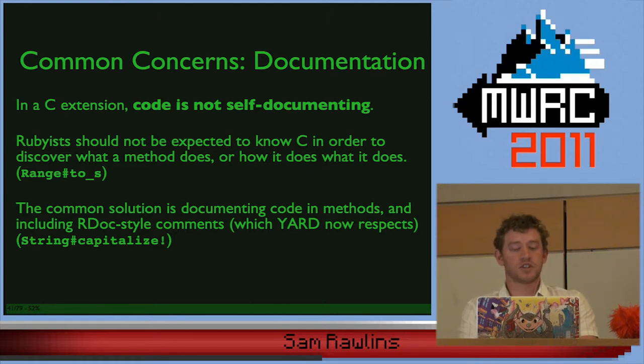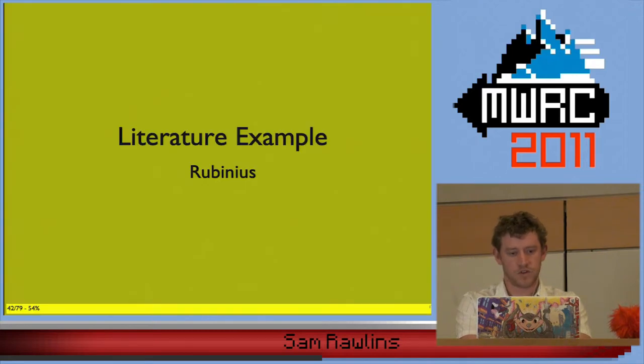So the common solution, there is a solution to this, is documenting your code and your methods, and including RDoc-style comments. Which RDoc has supported forever. I mean, that's kind of the whole reason why on that site we have our documentation. And YARD now respects RDoc style comments and C extensions as well. So that's up on yardoc.info. So String#capitalize is an example of good documentation now.